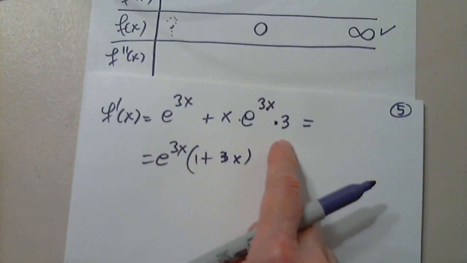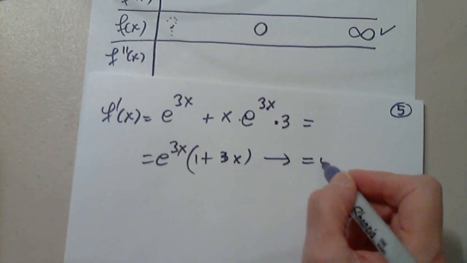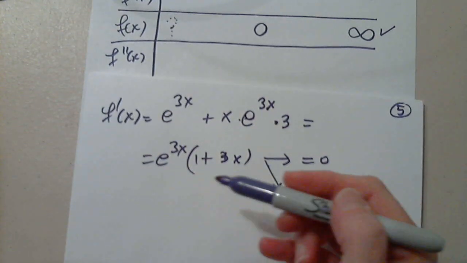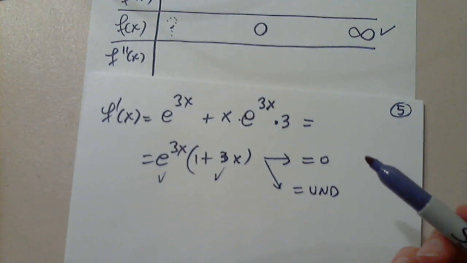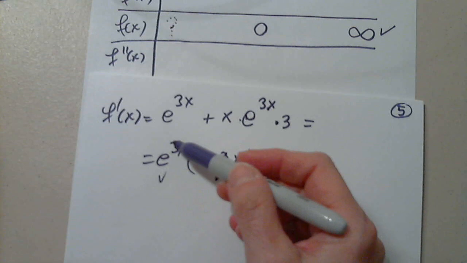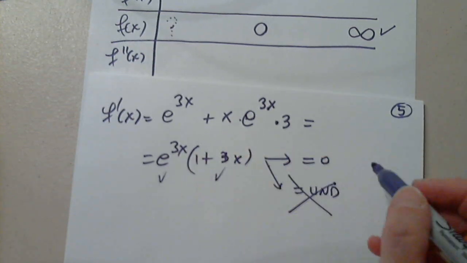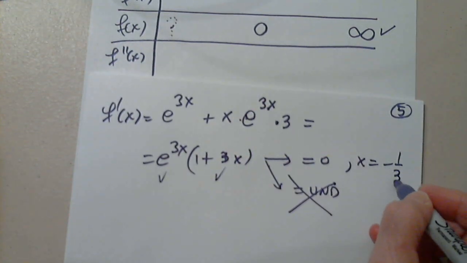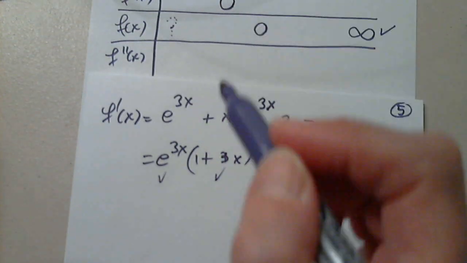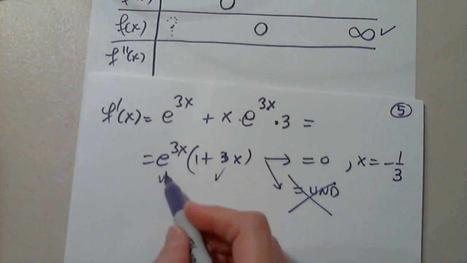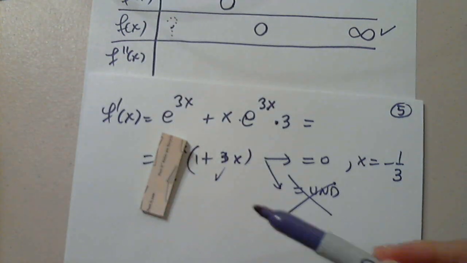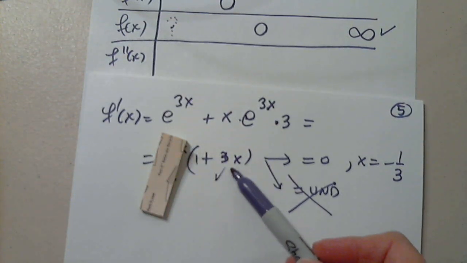1 plus 3x. Yes, I have to set it equal to 0, or set it equal to undefined. Not possible. This is always defined, and this is a linear function. Not possible. When I set it equal to 0, this could never be 0, but this can. So we get x equals negative 1/3. This is the only critical number. This is always positive. Don't bother with it. But this can be positive or negative.